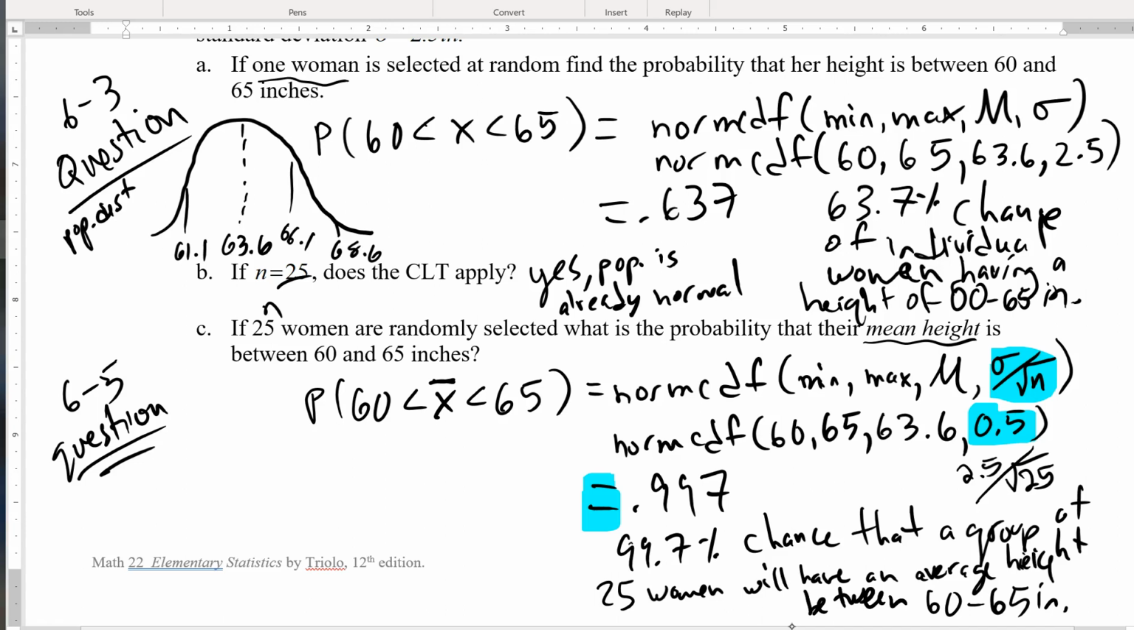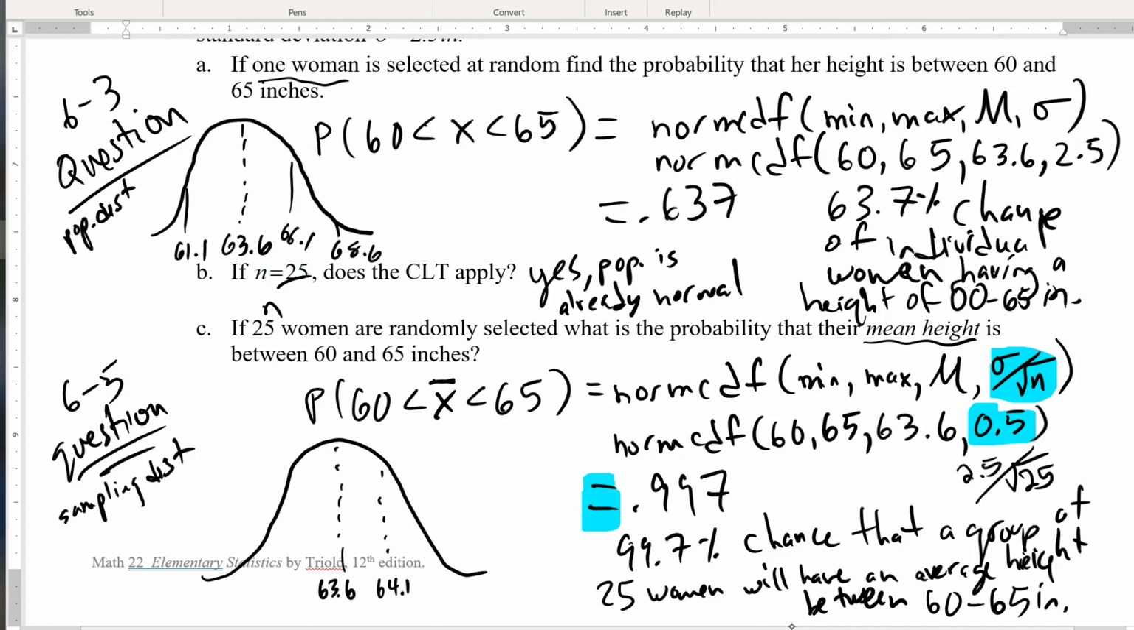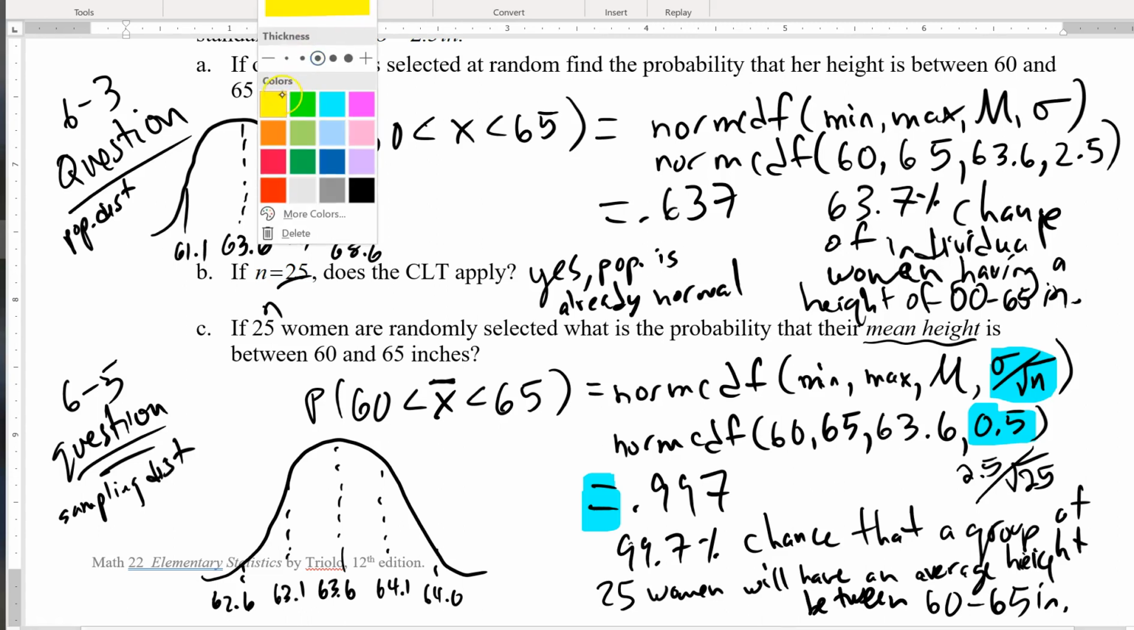Down here represents a sampling distribution, because I'm not dealing with individuals, I'm dealing with a sample. The mean will still be 63.6, but instead of going up by 2.5, we go up by 0.5. So it'd be 64.1, 64.6, 63.1, 62.6.